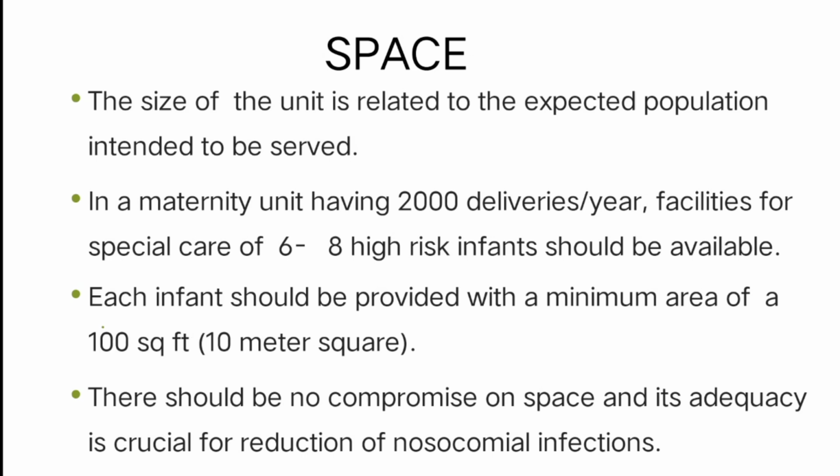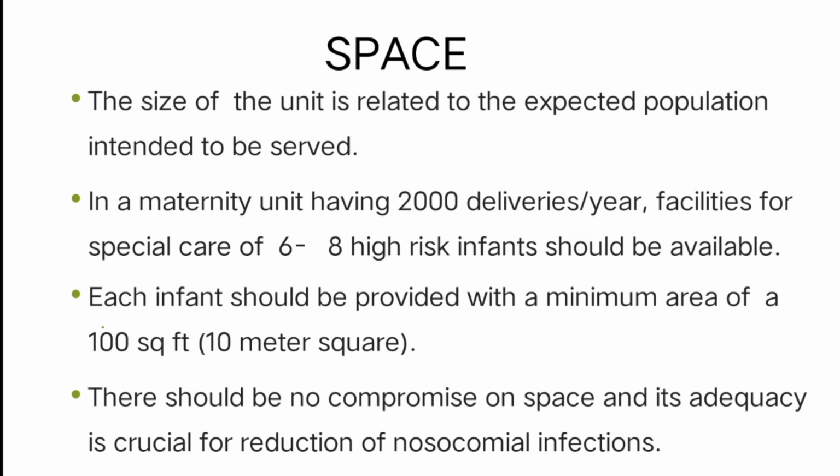Next is space. How should this special care neonatal unit be? In a maternity unit having 2000 deliveries per year, facilities for special care of 6 to 8 high risk infants should be available. So in hospitals which conduct 2000 deliveries per year, there should be access for giving survival support to high risk newborns, about 6 to 8. Next, each infant should be provided with a minimum area of 100 square feet. For each and every cubicle there should be 100 square feet.